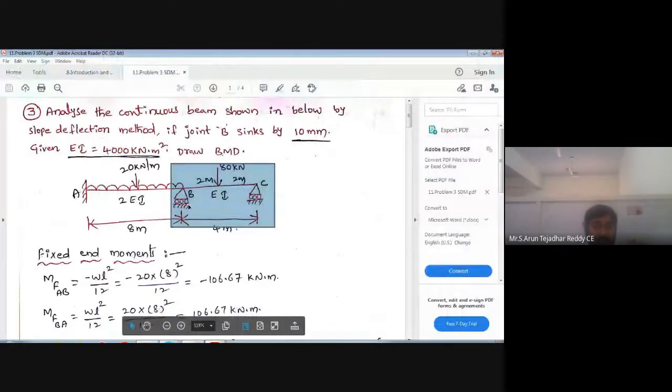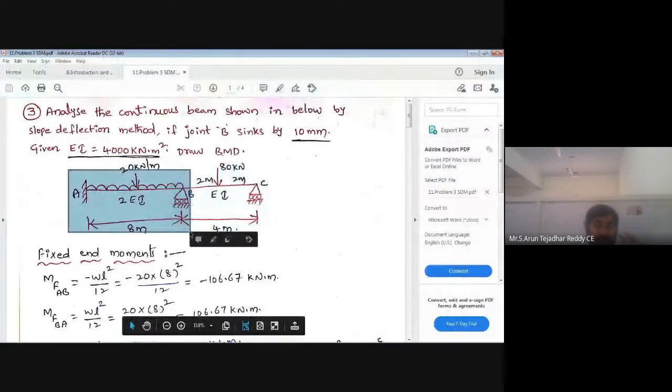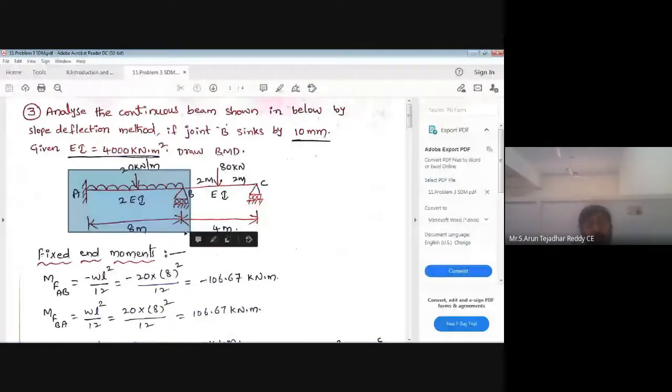See, A to B is carrying a UDL. So what is the shape of the maximum bending moment diagram? What is the shape? Anyone? Once unmute anyone. What is the shape of the bending moment?